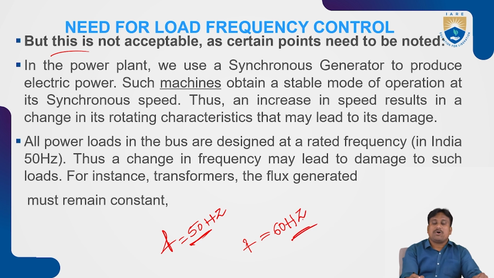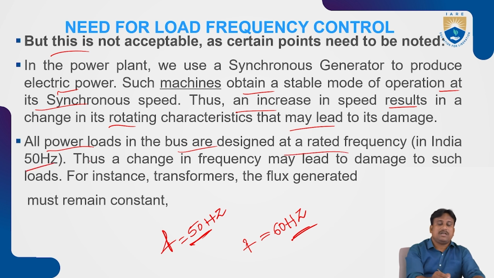So here in the power plant, we use synchronous generators to produce electric power. Such machines obtain a stable mode of operation at their synchronous speed. Thus, an increase in speed may result in changes in rotating characteristics, which may lead to damage. So all power loads in the bus are designed at a rated frequency, that is 50 Hz in India, which we already discussed. Thus a change in the frequency may lead to damage to the loads.